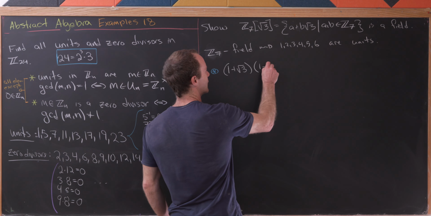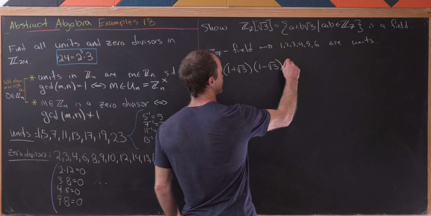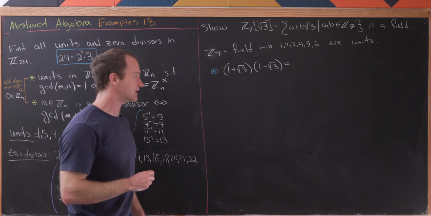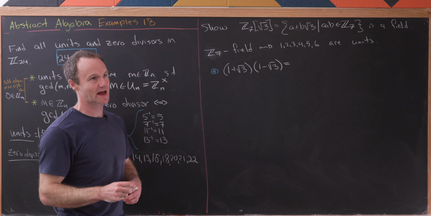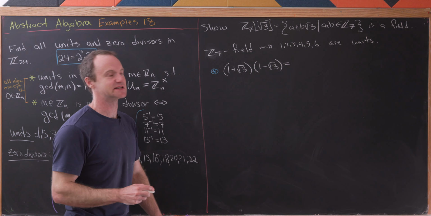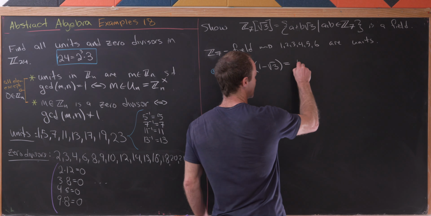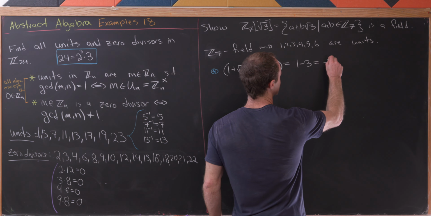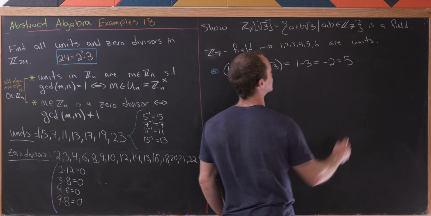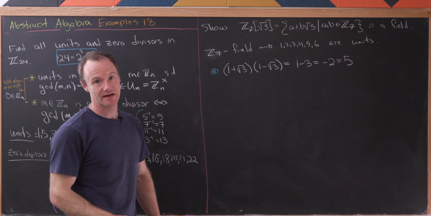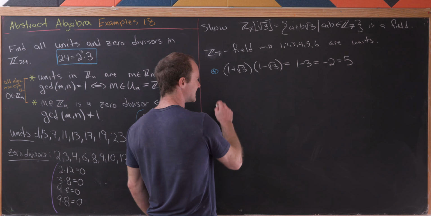Let's multiply that by 1 minus the square root of 3. My motivation there is to multiply by the radical conjugate to get me inside of Z7. So that'll end up being 1 minus 3, which is negative 2. But inside of Z7, negative 2 is 5. So what does that tell me?